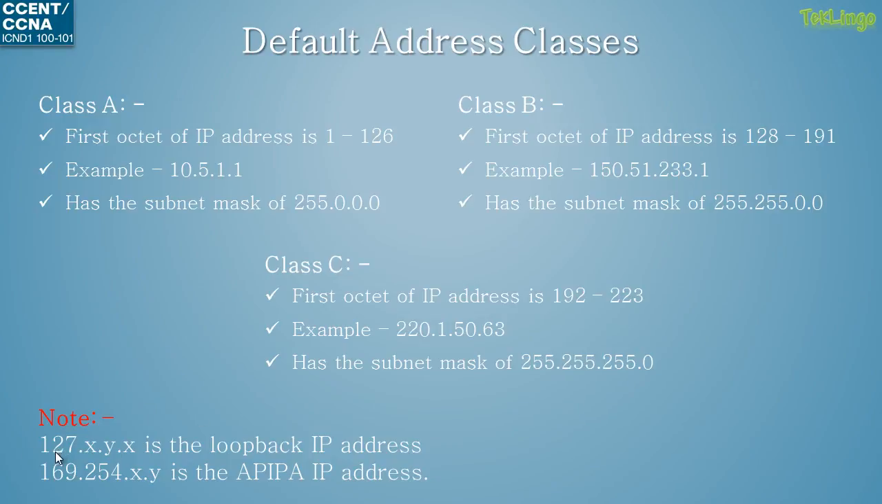Another thing, any IP address that starts with 127 is a loopback IP address, and it is reserved for the loopback address of the local computer. Any IP address that starts with 169.254 is a PIPA address, which is automatic private IP address. You get this address when your DHCP server doesn't assign a DHCP IP to your computer.